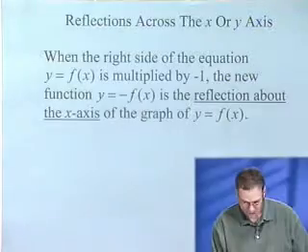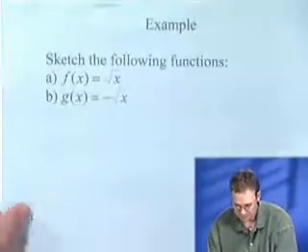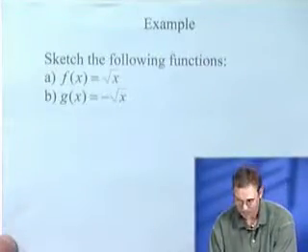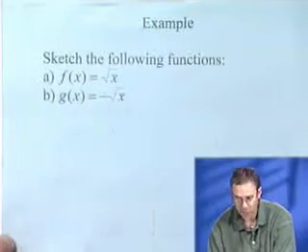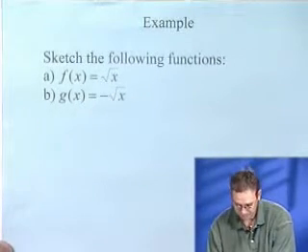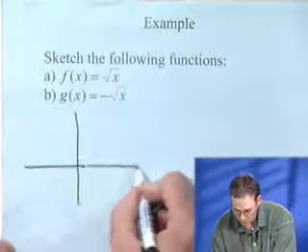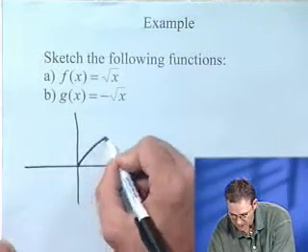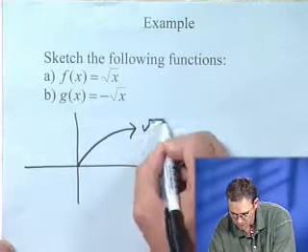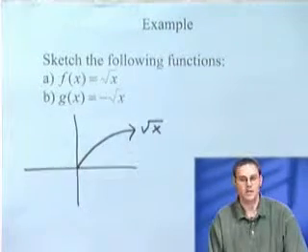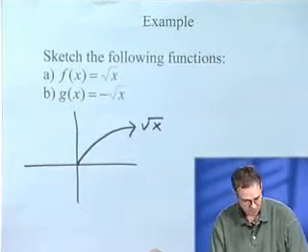So let's start with a function, say the square root of x. And we'll multiply that function by a negative 1, and let's see what happens. Again, you should know what the square root of x function looks like. That's part of the library of functions.